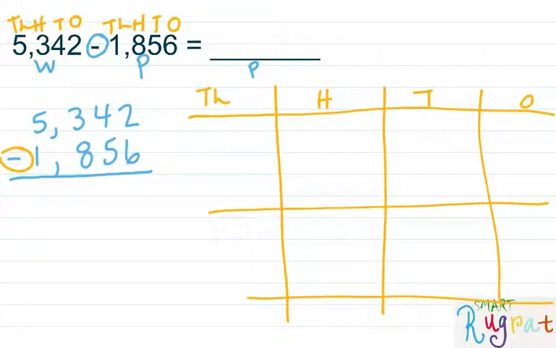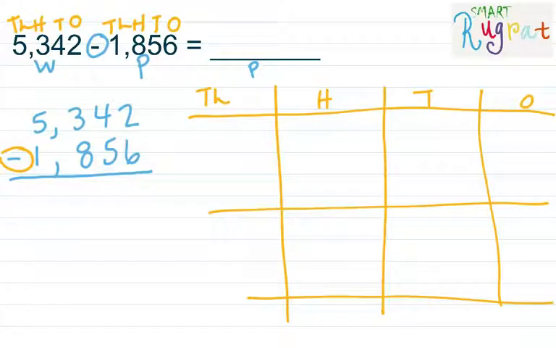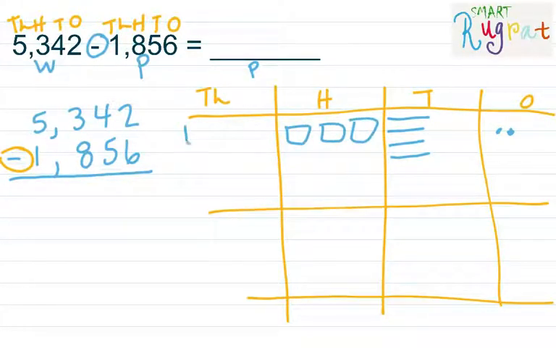Okay, now let me move this out of the way. Now we're going to again draw the greatest number first. So I need 2 ones, 4 tens, 3 hundreds, and 5 thousands. 1, 2, 3, 4, 5. It's always best for the student to count as they are drawing. So make sure that you are keeping track of that.